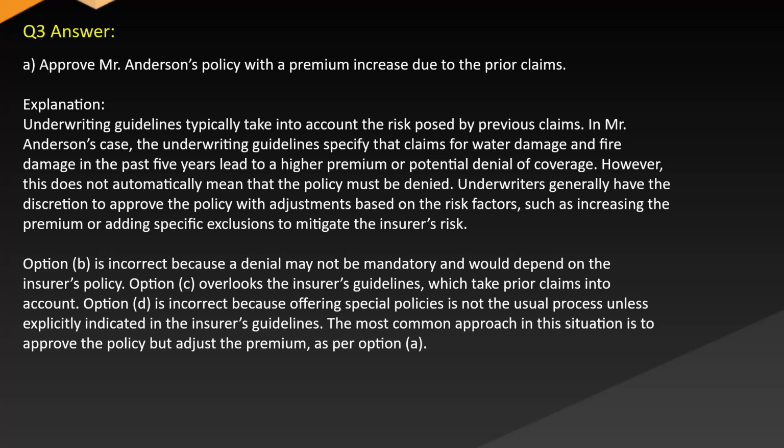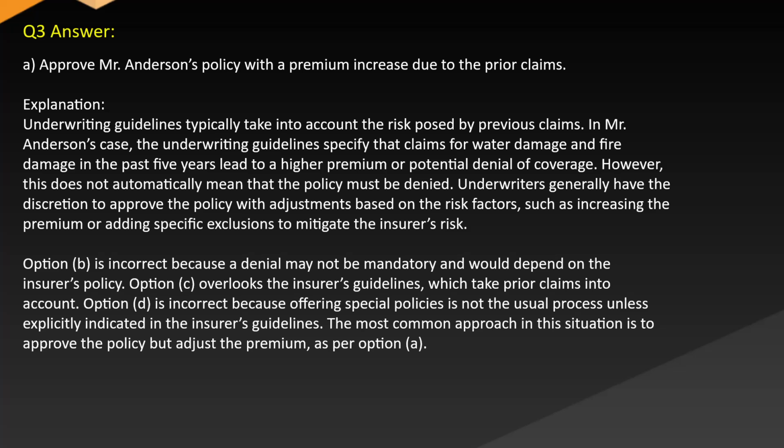Explanation: underwriting guidelines typically take into account the risk posed by previous claims. In Mr. Anderson's case, the underwriting guidelines specify that claims for water damage and fire damage in the past 5 years lead to higher premium or potential denial of coverage. However, this does not automatically mean that the policy must be denied. Underwriters generally have the discretion to approve the policy with adjustments based on the risk factors, such as increasing the premium or adding specific exclusions to mitigate the insurer's risk.